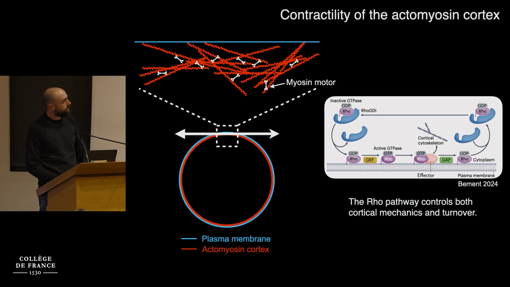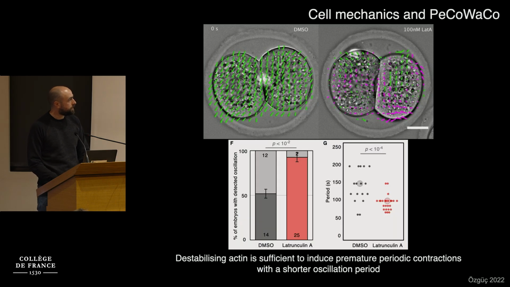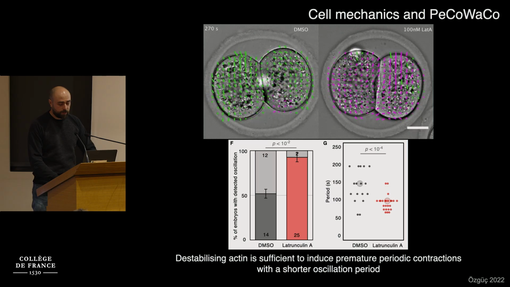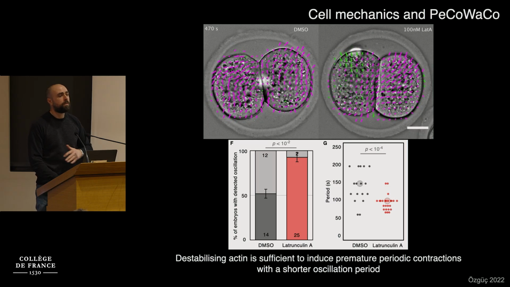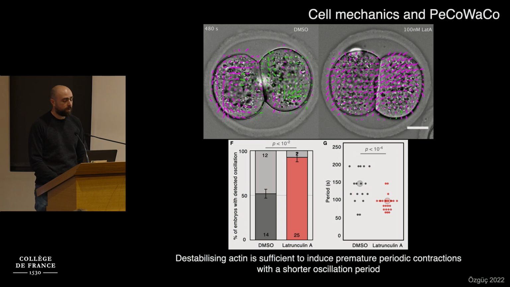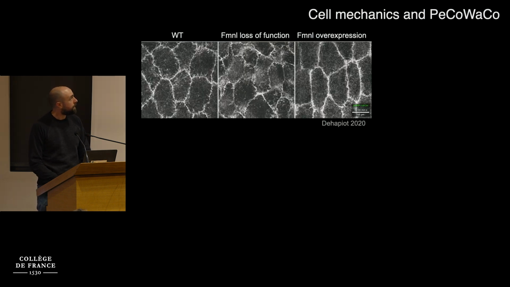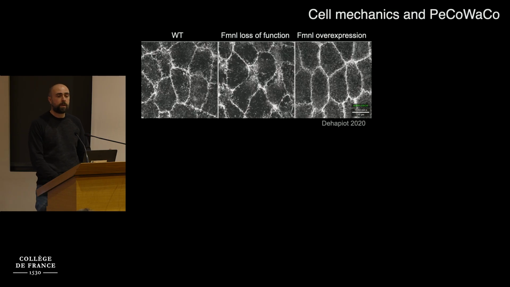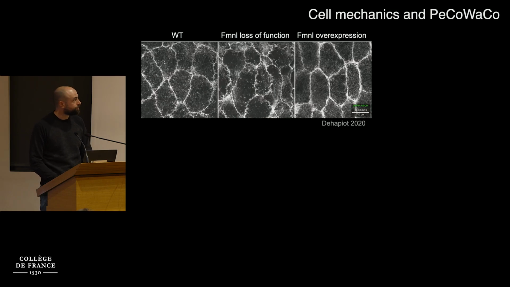And so you can interfere with the actin cytoskeleton, and this can modulate the speed of the contraction. And this is just a proof of principle to say that if you interfere with actin dynamics, it will affect both the mechanics and the oscillation period. And then you can go into a bit of a fine analysis. And so in the fly, there are proteins which regulate actin dynamics, which are called formin. And if you interfere with formin, it can interfere with the pulse contraction in the fly embryo.